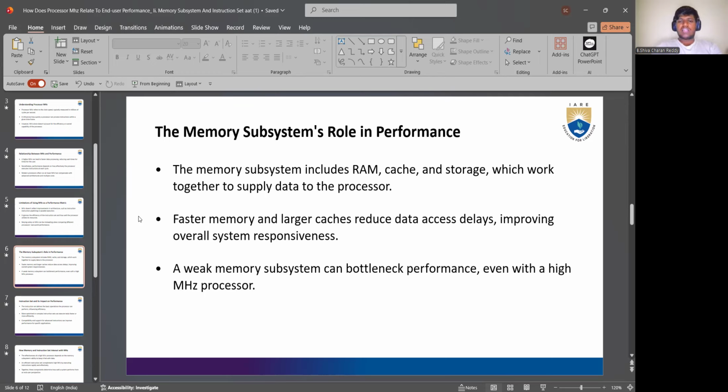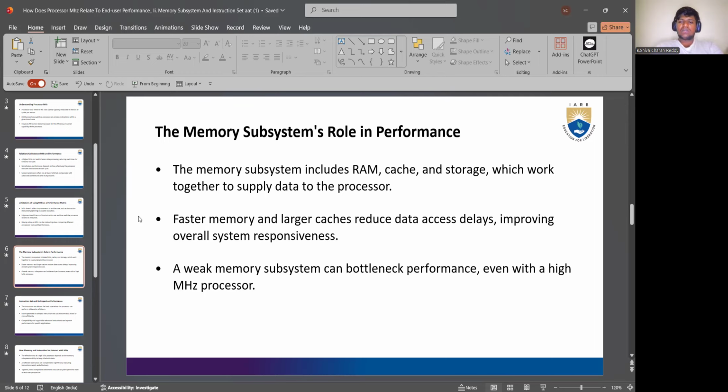So faster memory and larger caches reduce data access delays, improving overall system responsiveness. If there is faster memory and a larger cache, depending on the memory subsystem, it will reduce the data access delay, like the data flowing from the RAM, cache, and storage to the processor, which lowers the delay and also increases the system's overall responsiveness.